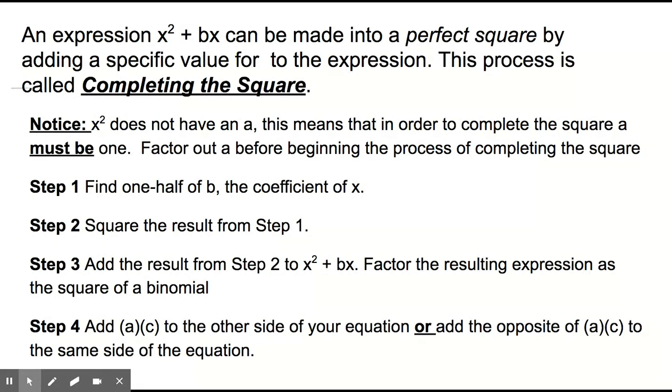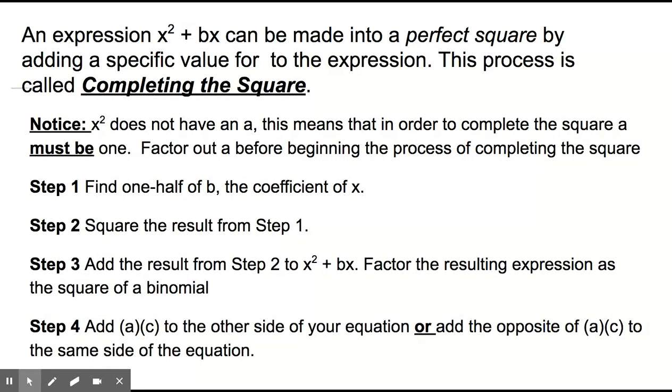Notice in the last 2 examples, our x squared always had an a value equal to 1. It was always 1x squared, right? In order to complete the square, your a value must always be 1. If for some reason it isn't 1, let's say you have 2x squared or 3x squared or 4x squared, whatever it is, you need to make sure that you factor out that a value so that your a value is 1 before you begin the process of completing the square.